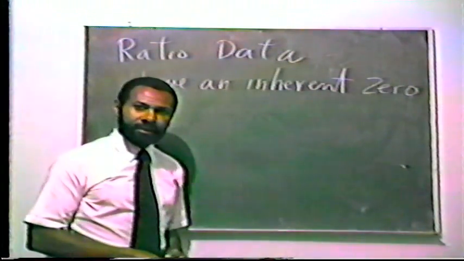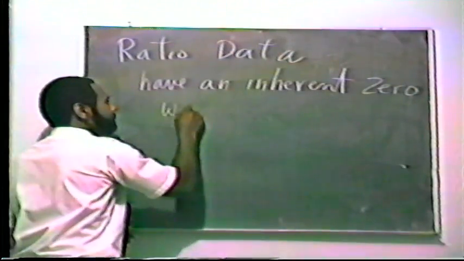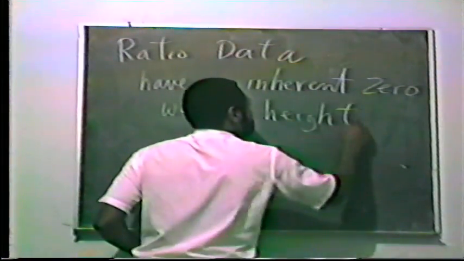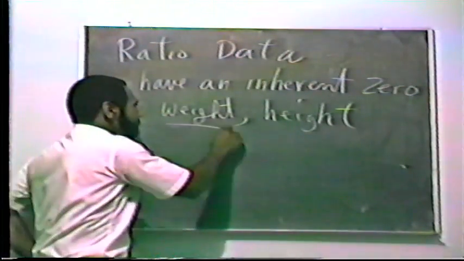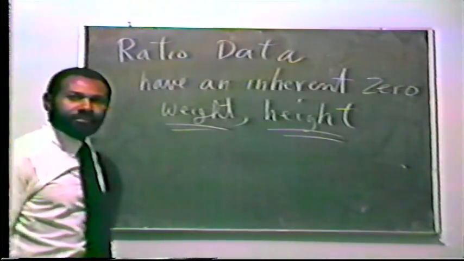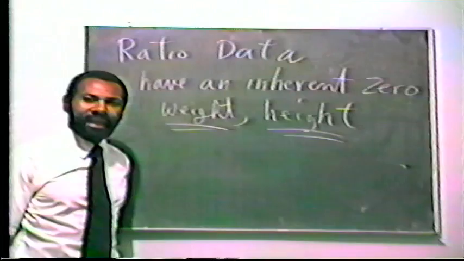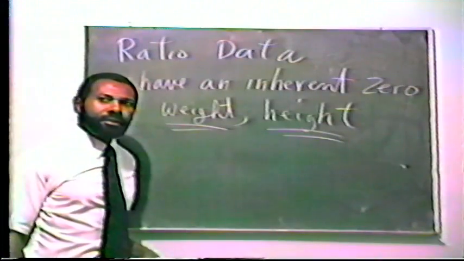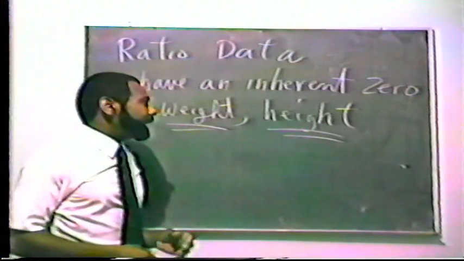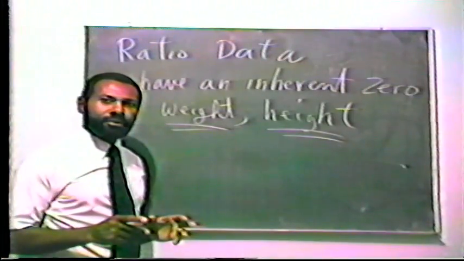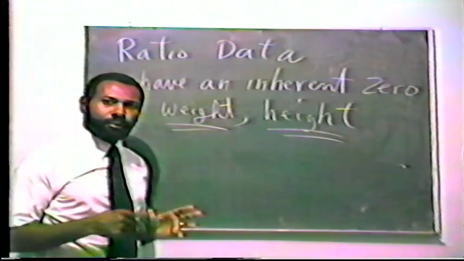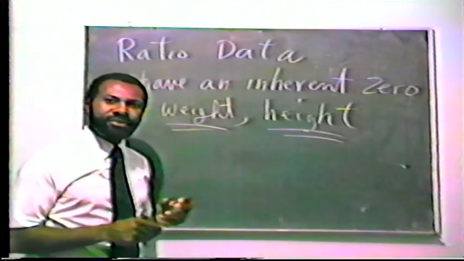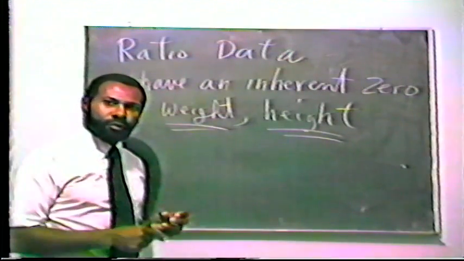Examples of ratio data are weight and height. Those are examples of ratio data, weight and height. A person's weight, for example, or the weight of some mass or some quantity. Weight, if a person weighs 0 pounds, if it were possible for a person to have a weight of 0 or have no weight, it would be the same regardless of what scale you use.